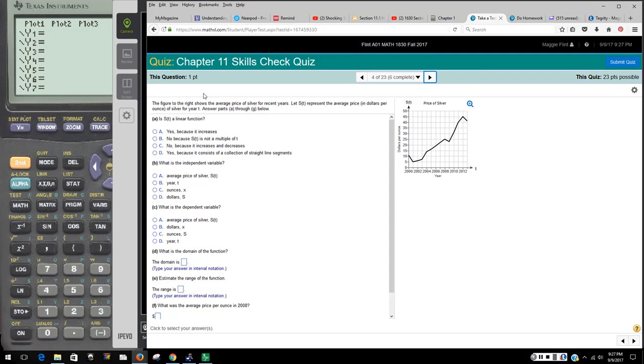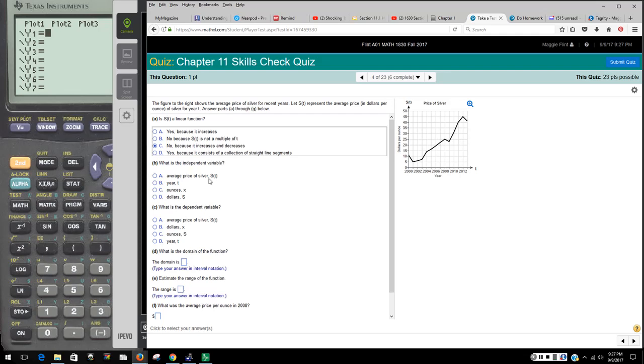This one says the figure to the right shows the average price of silver for recent years. Let S of T represent the average price in dollars per ounce of silver for year T. Answer parts A through G below. Is S of T a linear function? Well, no, because it decreased, then increased at a steeper rate, then increased at the rate before, then decreased, and then increased, and then slowed off on increasing and decreased. No, because it increases and decreases. It does not have a constant slope.